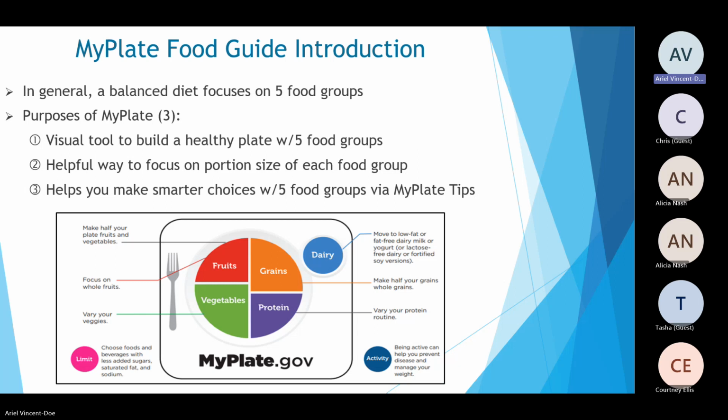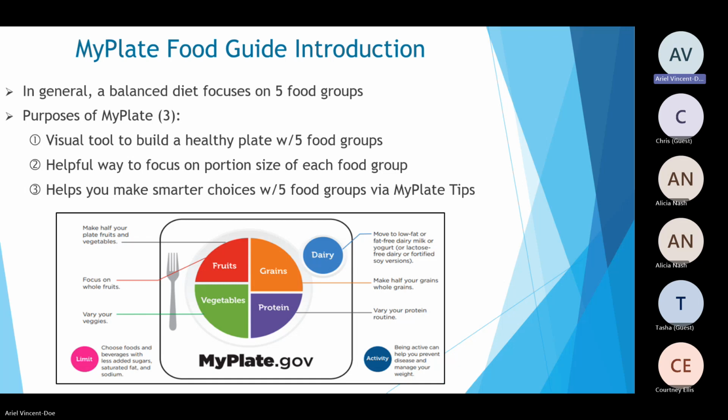So when it comes to the My Plate, you want to make half of your plate fruits and vegetables. For fruits, you want to focus on whole fruits. For vegetables, you want to vary your veggies. You want to try to make that plate as colorful as you can. For protein, you will vary your protein routine. For grains, you want to make at least half of your grains whole grains. And for dairy, if you are having dairy, you want to move to low fat or fat-free dairy milk or yogurt.